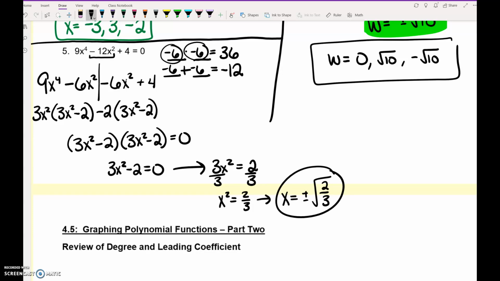And there actually are 4 solutions. It's just you've got positive square root of 2/3, negative square root of 2/3, and then because that is repeated again, those would be solutions again. So it's like there's repeated solutions in there, which is kind of weird.